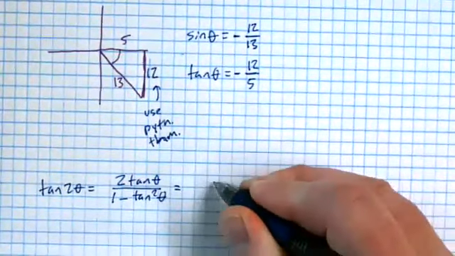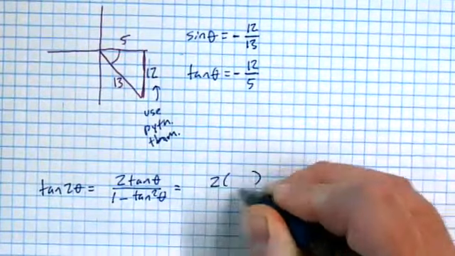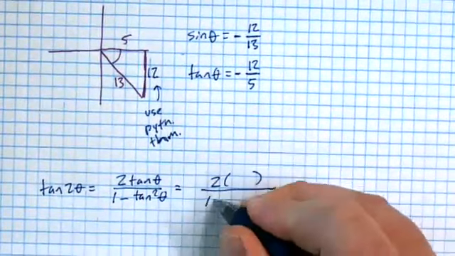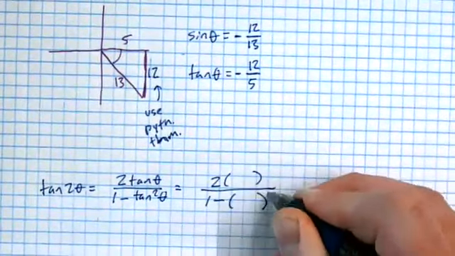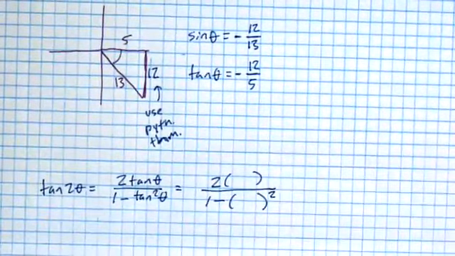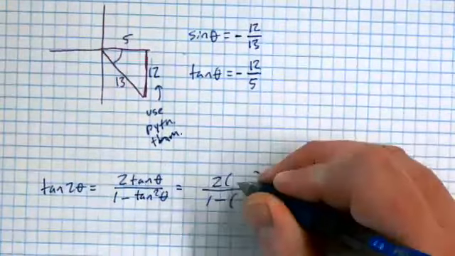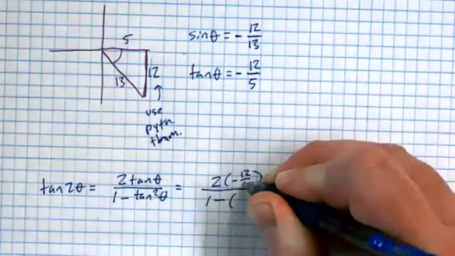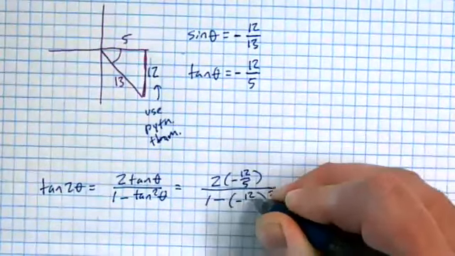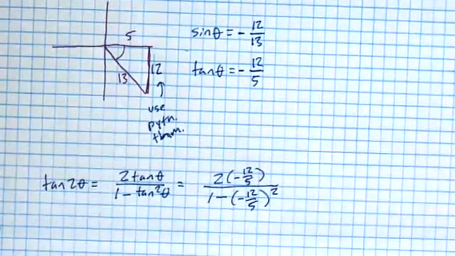All we need to do then is substitute tangent theta in there a couple places. What is tangent theta? We just figured it out. It's negative 12 over 5. And then simplify that and we're done.